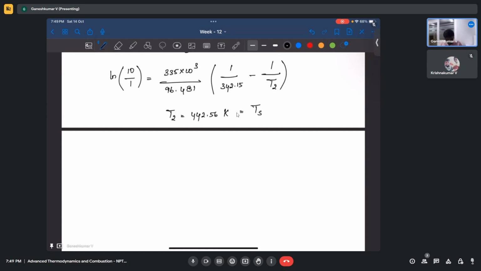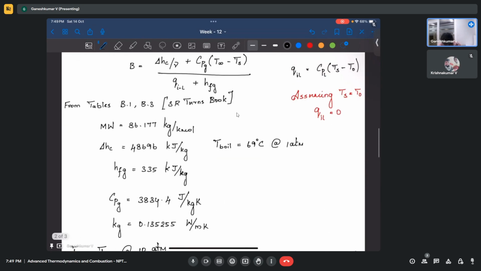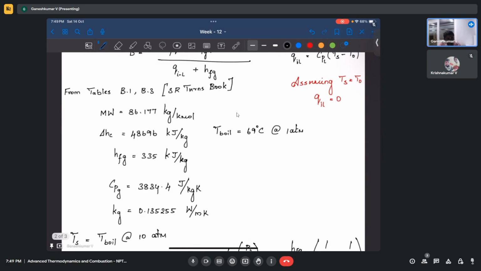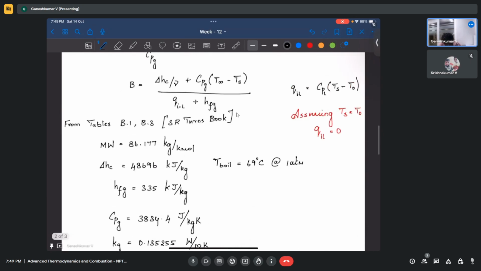There is probably a better way to calculate this. Instead of the Clausius-Clapeyron equation, it's better to check the tables for the boiling or saturation temperature at 10 atmosphere. This is just estimating the boiling temperature for 10 atmosphere.